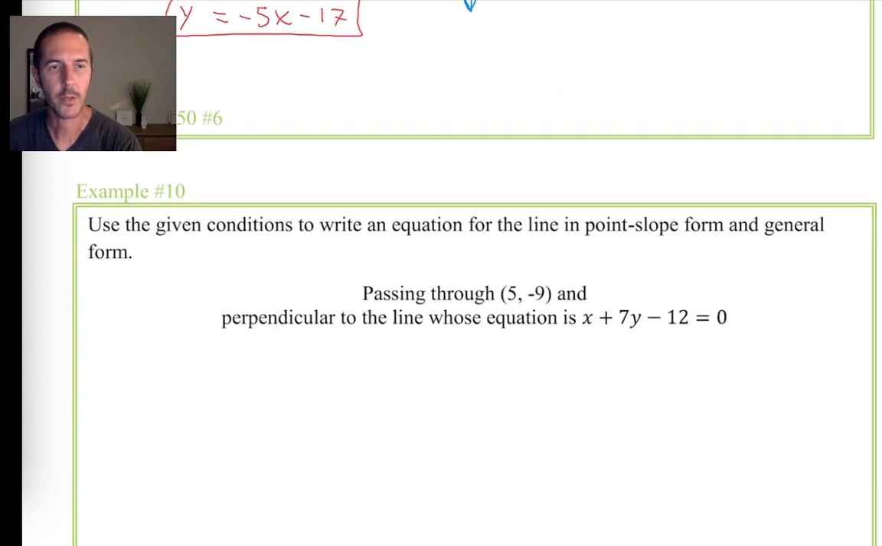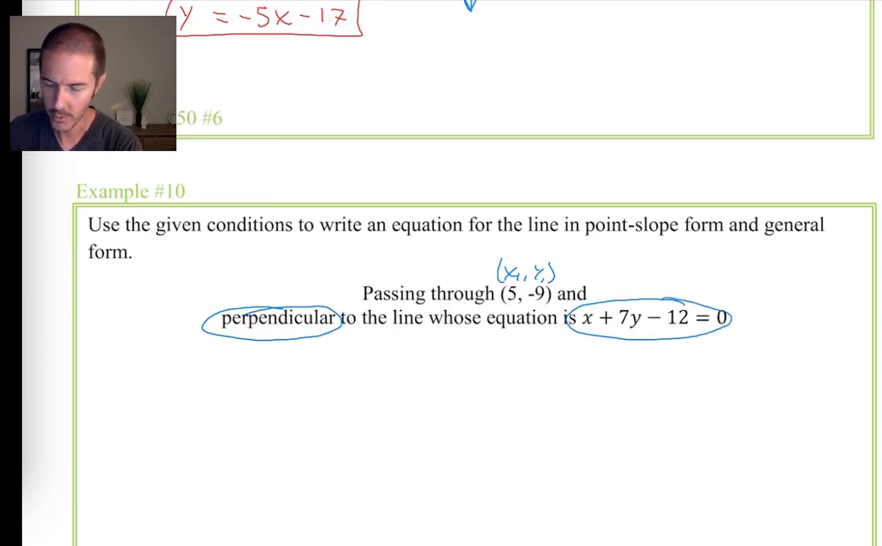We want to be passing through a point, so there's your x1, y1 values. Take note that our new equation is going to be perpendicular to the given equation, which means that their slopes will be opposite reciprocals. And now we need to extract the slope from the given information here. It's a little bit more hidden than it was in the previous problem. We need to take this given equation and put it into y equals mx plus b form so that it's easy for us to extract the slope.